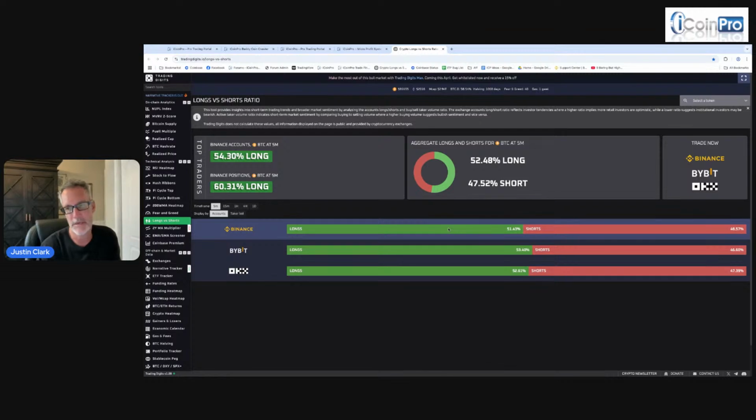Longs are people betting Bitcoin's going up. Shorts are people betting Bitcoin's going down. So until one of these gets over 70%, you're generally not going to have extreme market movement, although news can cause that. But from a technical standpoint, not until we get one of these over 70% do we tend to see a more dynamic or kind of crazy move.